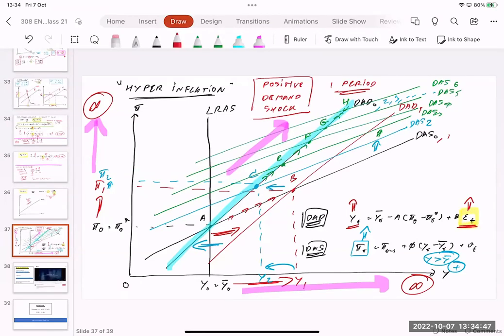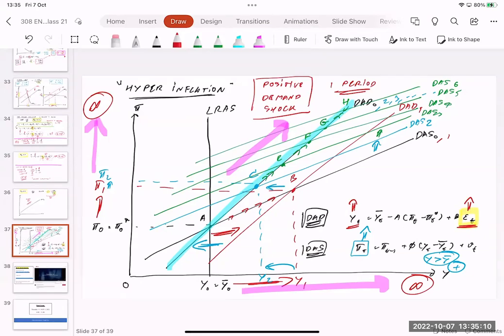And why does DAD become positively sloped? Because the central bank does not follow the Taylor rule. When they do not follow the Taylor rule, when inflation goes up, the nominal interest rate increases by less, and that makes the real interest rate lower. That's why people keep spending money and keep borrowing money, and they cannot solve the inflation problem.